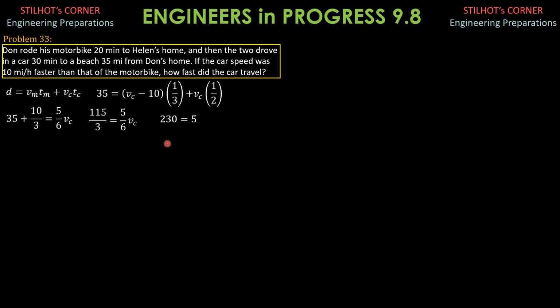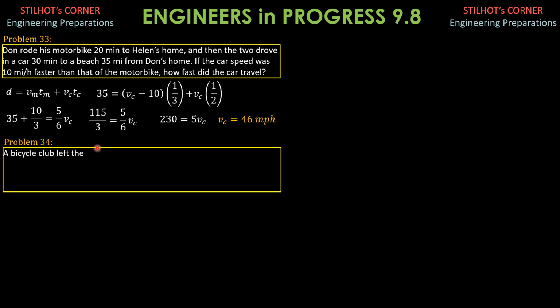230 equals 5 V sub c. So finally, V sub c is 230 over 5. So the rate V sub c is equal to 46 miles per hour. So that's the rate, or the speed, of the car.